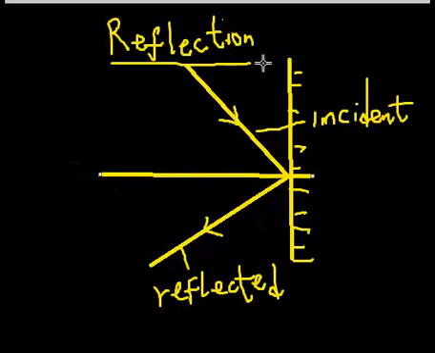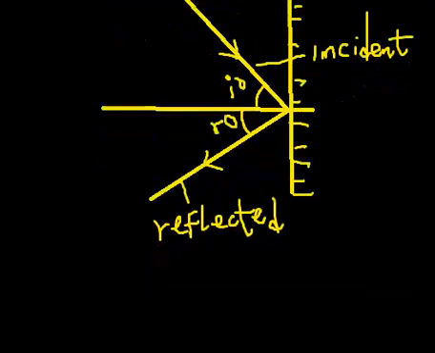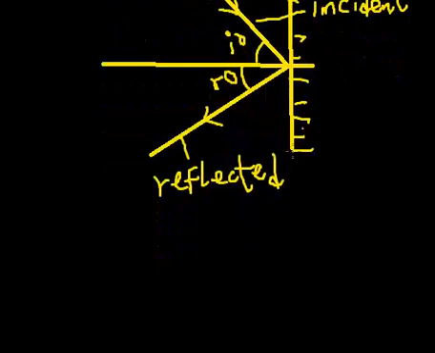Right, this is the surface. The normal is perpendicular, it's not inclined at an angle. Why do I need to draw the normal? So that I can measure the angle of incidence. This is called the angle of incidence, and this is called the angle of reflection. Please take note of that: angle of incidence and angle of reflection.